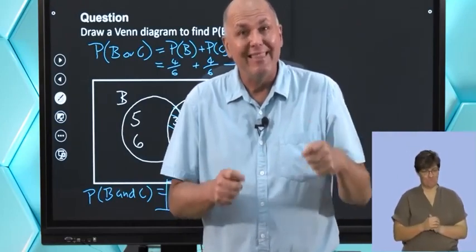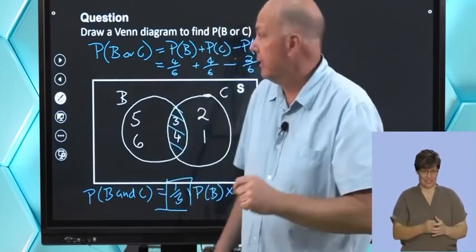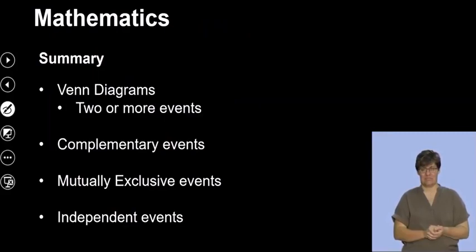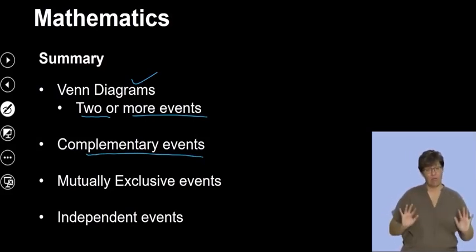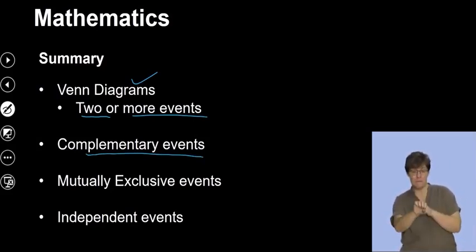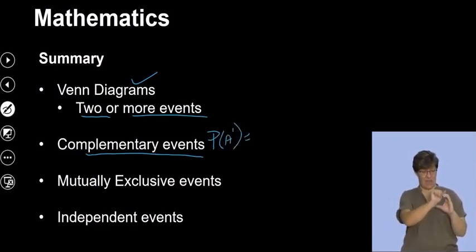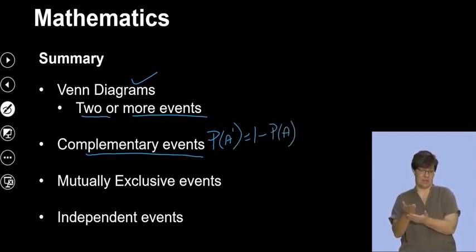Right, guys, I think that's more or less brought us to the end of our questions. Let's just do a quick sum up. In today's lesson, we've looked at the fact that you can use Venn diagrams to represent 2 or more events. We've also spoken about complementary events, where we've recognized that the complement of A is equal to 1 minus the probability of A, the probability of the complement.